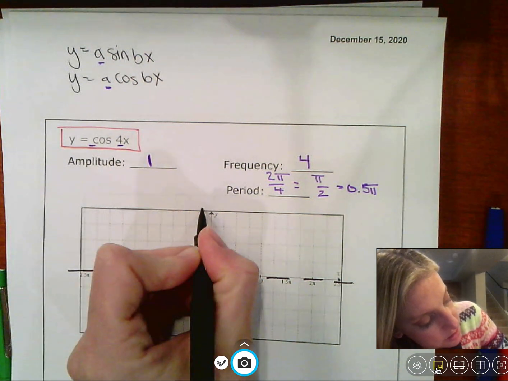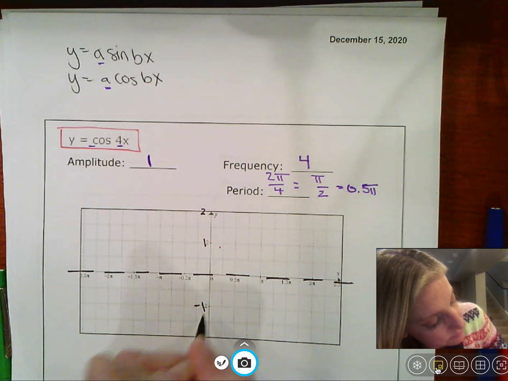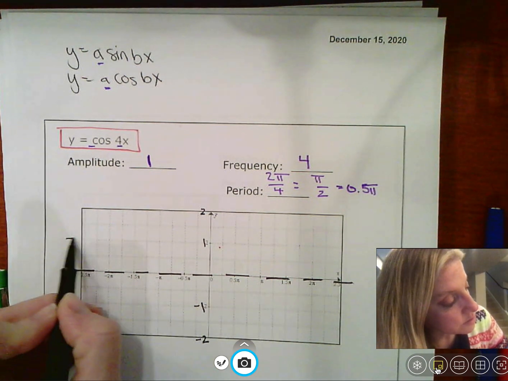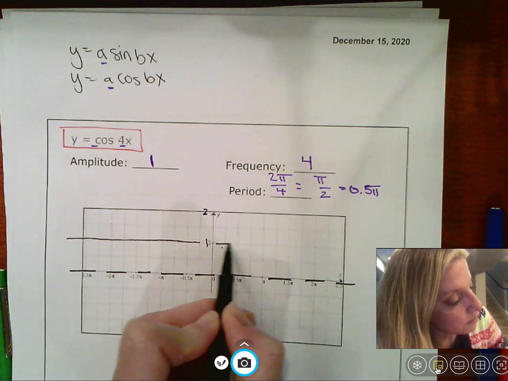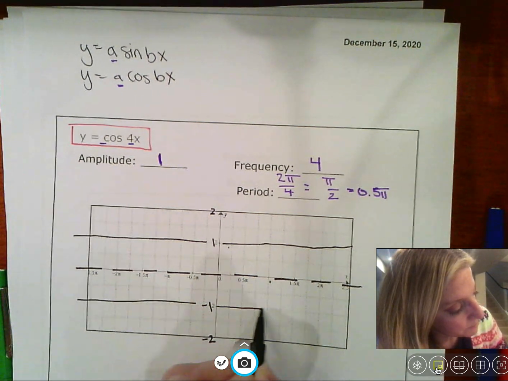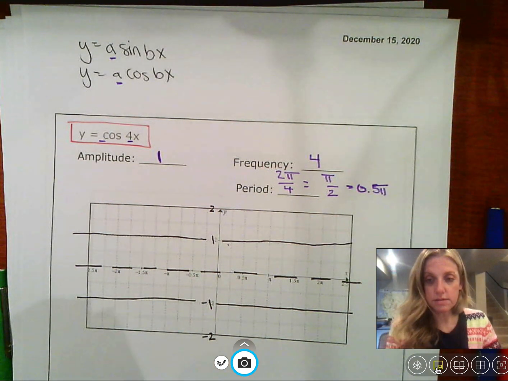I'm going to change the scale. All of mine so far have been up by halves. So it looks like the ceiling is going to be up at 1 and the floor is going to be down at -1. And now let's put the walls on for 1 cycle.